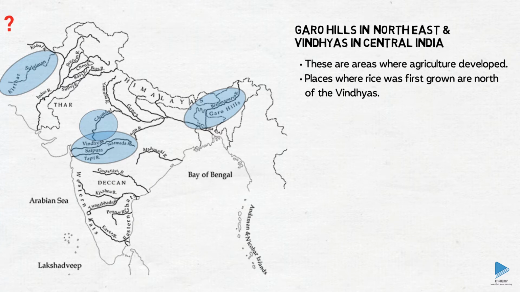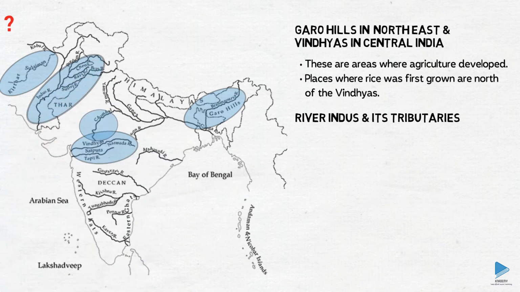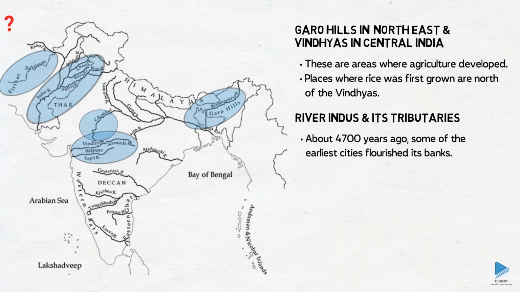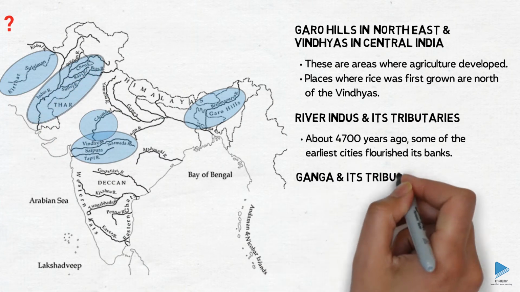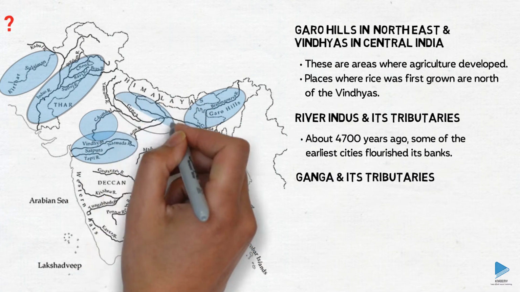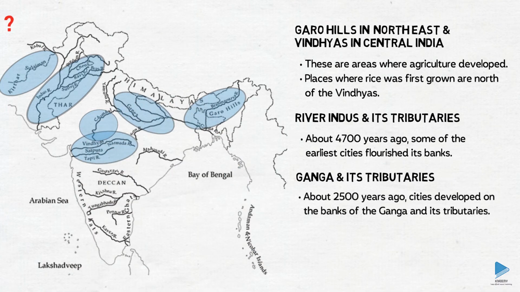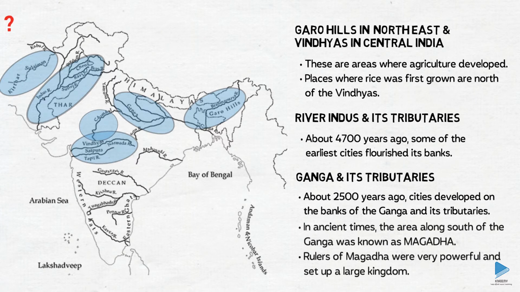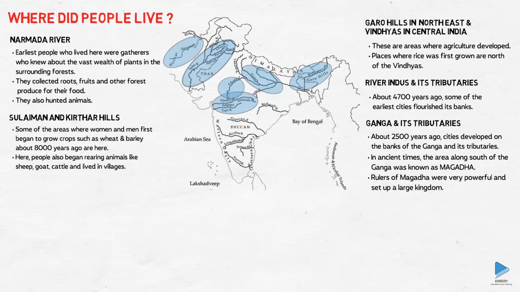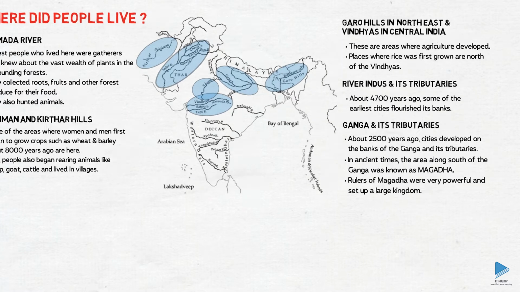Now let's see River Indus and its tributaries. Some of the earliest cities flourished on these rivers about 4700 years ago. Here in Ganga Valley, many cities developed 2500 years ago. Area along the south of Ganga was known as Magadha during ancient times, which now lie in Bihar. Its rulers were very powerful and set up a large kingdom. Kingdoms were set up in other parts of the country as well.